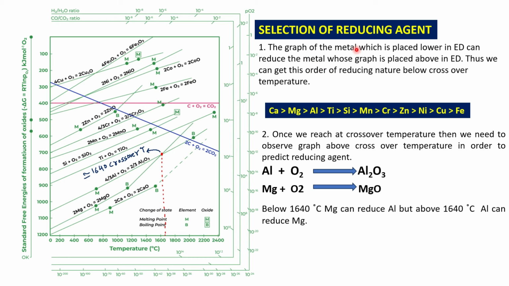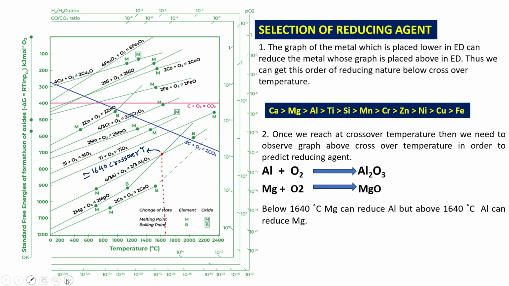The graph of the metal which is placed lower in the Ellingham diagram can reduce the metal whose graph is placed above in the Ellingham diagram. Simply put, if you are comparing magnesium metal and calcium metal for their reducing nature, the calcium oxide graph is placed below the magnesium oxide graph. That means calcium can easily reduce magnesium oxide in order to get magnesium.